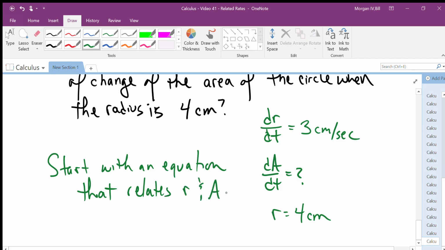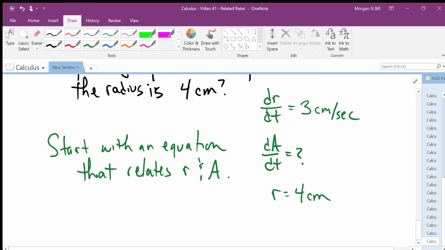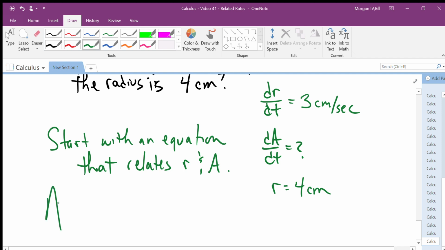Okay, we want to know dA/dt. We do already know dr/dt, so we're going to start with some equation with r and A in them. And that equation that we can use is the area of a circle is equal to pi times r squared. A couple of things to note here. Pi is a number. It's 3.14, but it's just a number, right? It's a coefficient, and so it's not a variable. We're not going to be doing the product rule on the right-hand side of the equal sign when we take the derivative. It's just a coefficient.